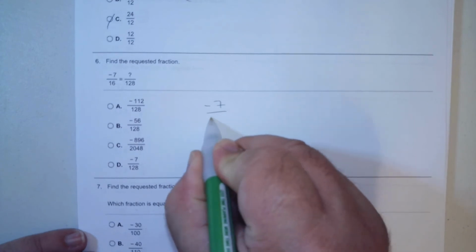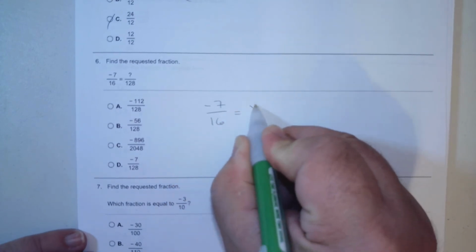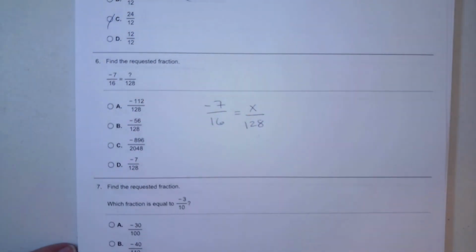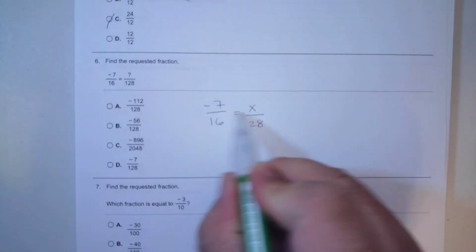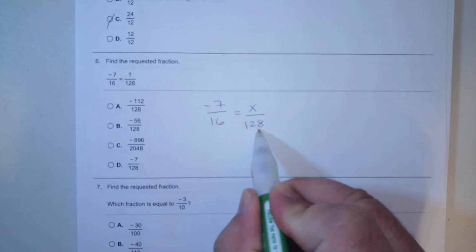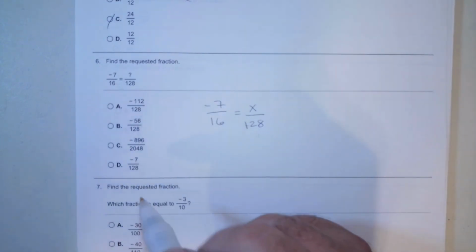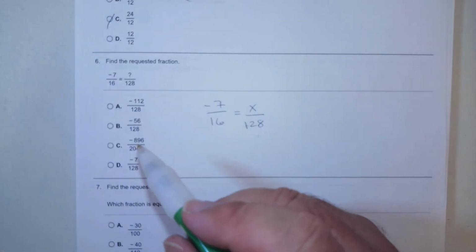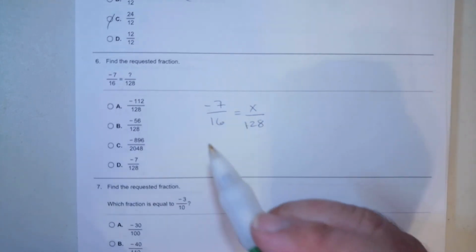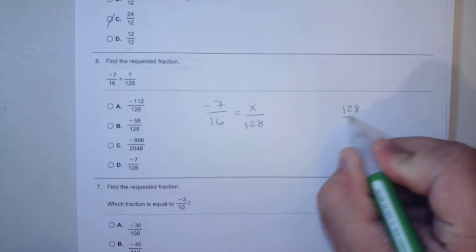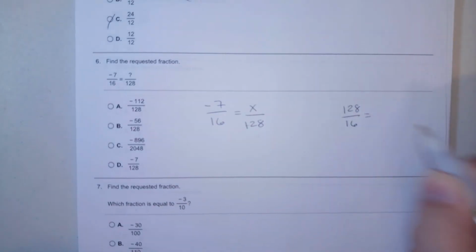Negative 7 over 16 equals some number over 128. Well, first off, in order for them to be equal, x has to be negative, because these aren't negative. It didn't help us anything. Normally if there's one or two extra ones, we can do that. So let's see, 128 divided by 16.